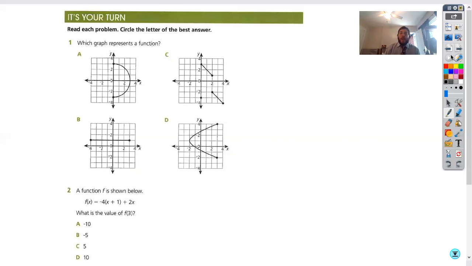So now getting into the practice problems. Some of these will be pretty quick, some will be a little bit longer. So here it says which one represents a function. So when we're given a graph like this, we want to find the function, we're doing the vertical line test.